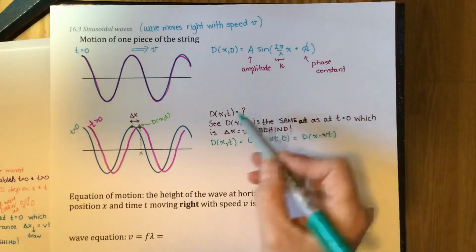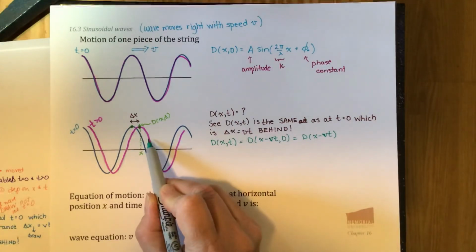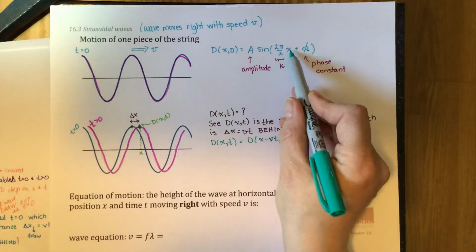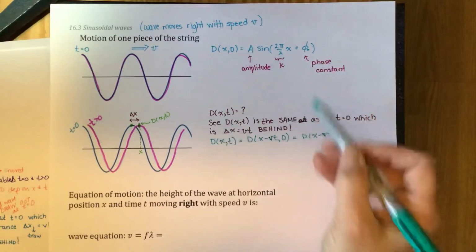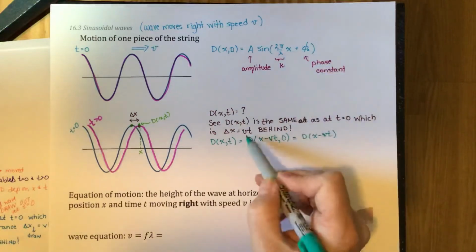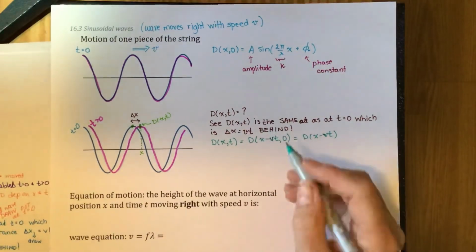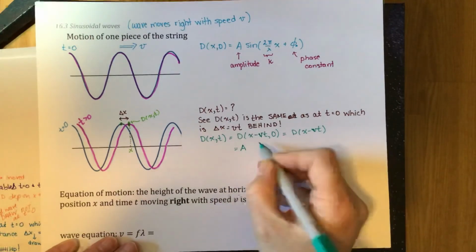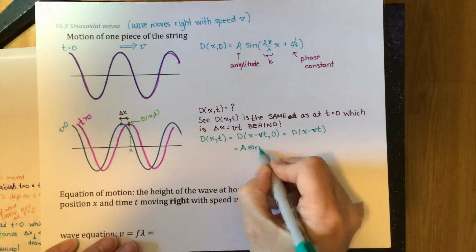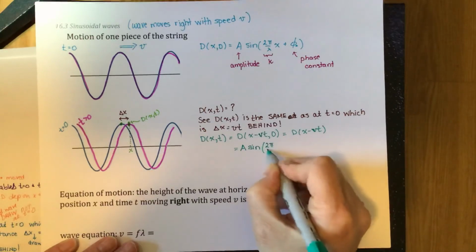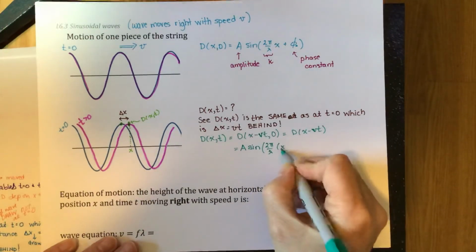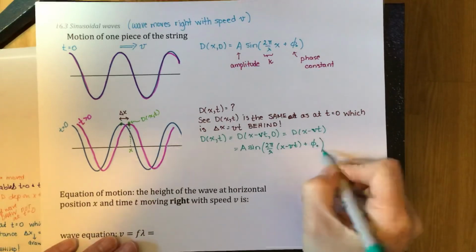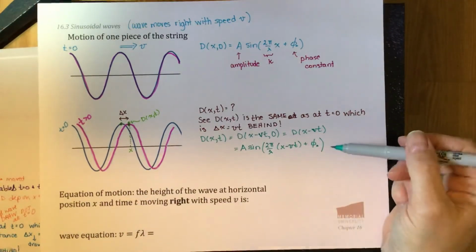So what this means is to get the equation for this wave, all we have to do is put x minus vt in this expression, because we know they're the same except this x is smaller by an amount v times t. So let's put that in. So that's equal to the amplitude times the sine of 2 pi over lambda times x minus vt plus phi naught. Okay, this is our expression.